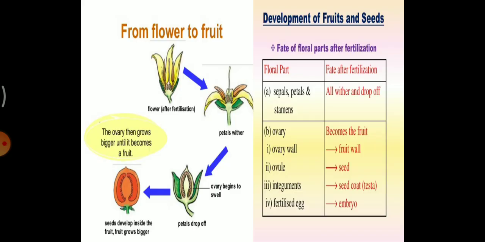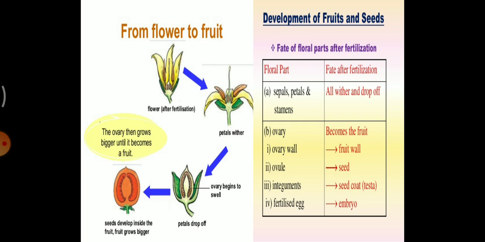So after fertilization, what exactly happens to flowers? After fertilization, the flower looks like this. The petals wither and start to disconnect from the main portion. The ovary begins to swell. Slowly and steadily, the ovary enlarges, and after certain days, the seeds develop inside the fruits, and the fruits which we get are produced.